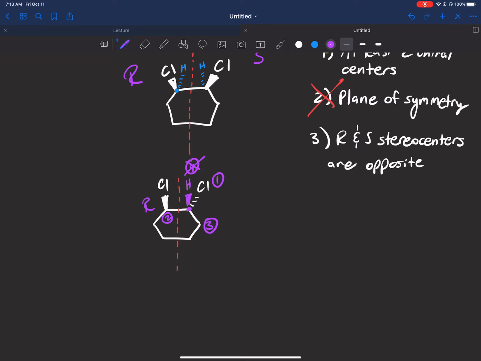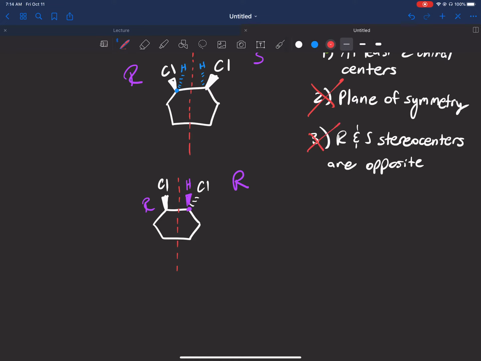So whatever arc we make, we're going to say it's the opposite. So we're going to make 1, 2, 3. That looks counterclockwise, which would normally be S, but in this case, because our lowest priority group is wedged, we write it as R. Okay? And so we can see that our R and S stereocenters are not on the opposite ends. So it also fails the last rule.